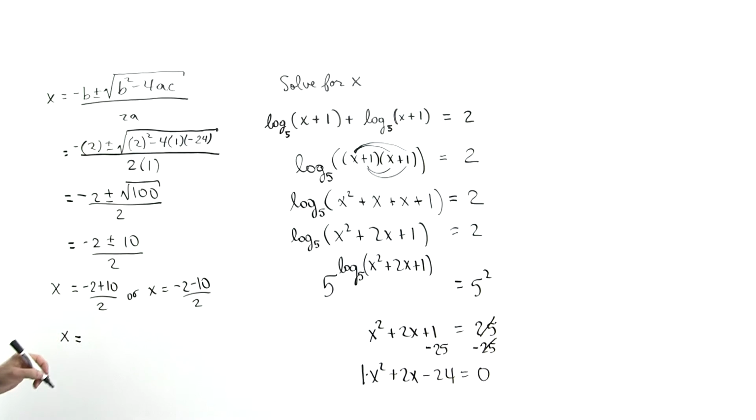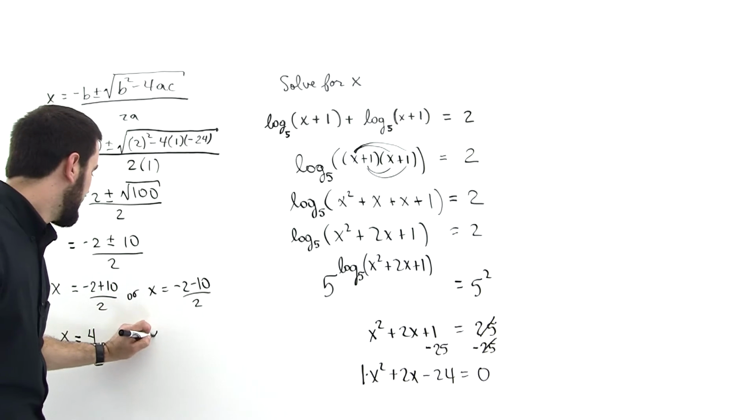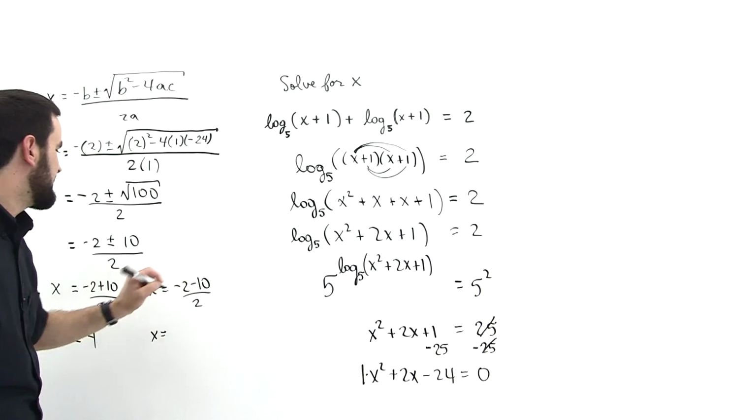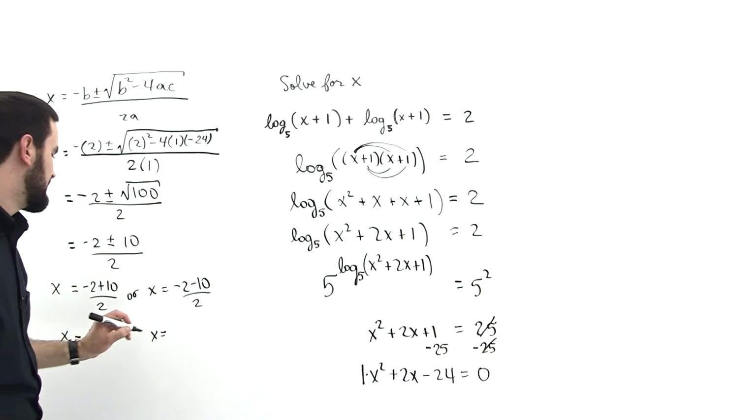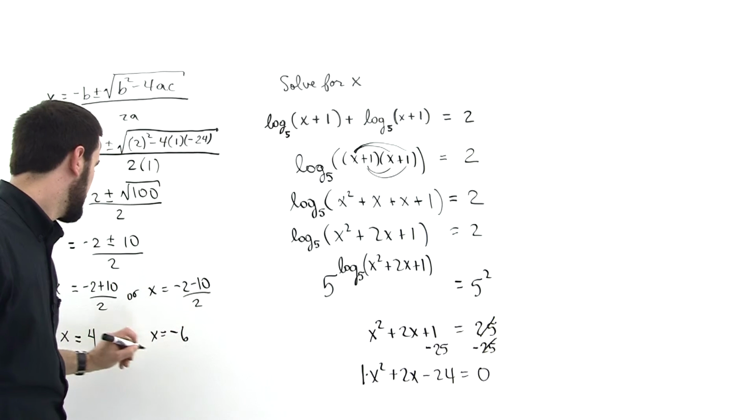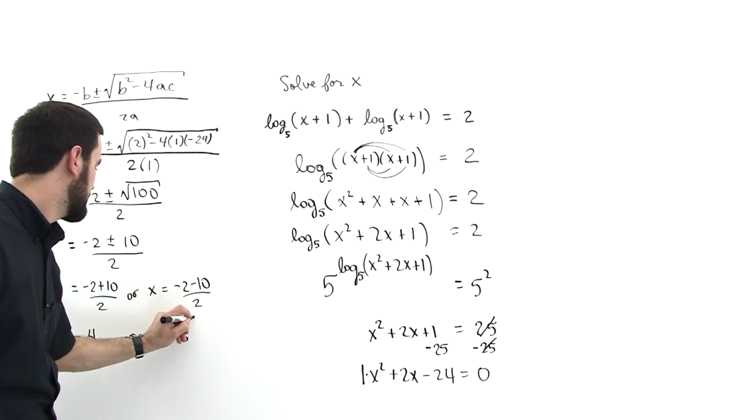So x is equal to negative 2 plus 10 over 2. Negative 2 plus 10 is positive 8. Positive 8 divided by 2 is 4. Negative 2 minus 10 is minus 12. Divided by 2 is minus 6. So here are the solutions.